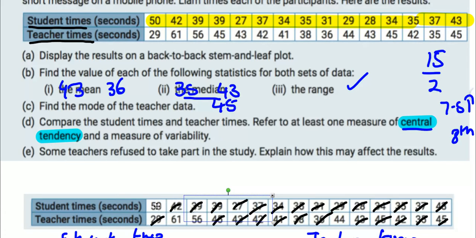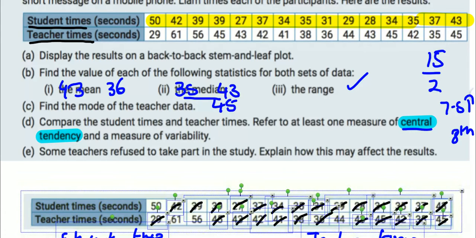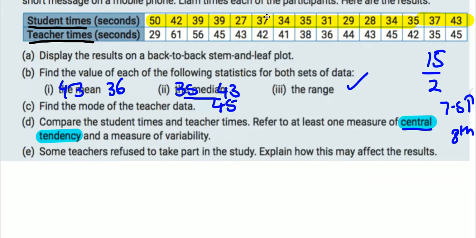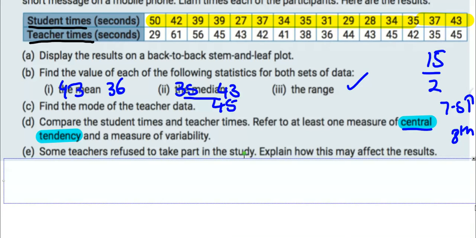This type of question is more of a discussion type question, so you might write an actual answer for it. Right, so here's D now. Okay, let's begin.